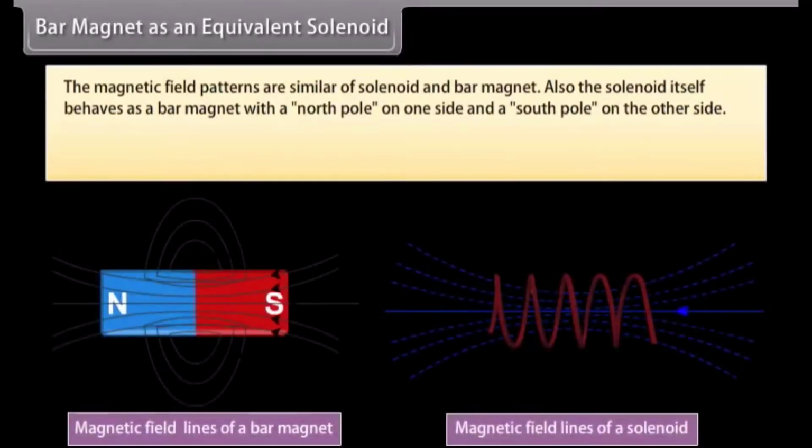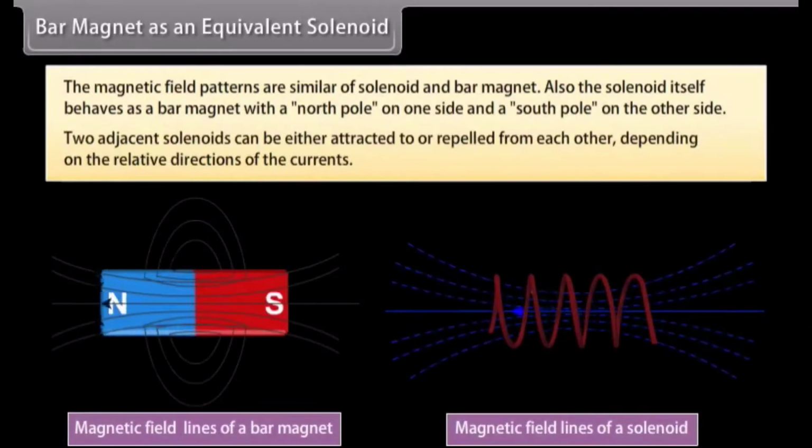Bar magnet as an equivalent solenoid. The magnetic field patterns are similar for a solenoid and a bar magnet. Also, the solenoid itself behaves as a bar magnet with a north pole on one side and a south pole on the other side. Two adjacent solenoids can be either attracted to or repelled from each other, depending on the relative directions of the currents.